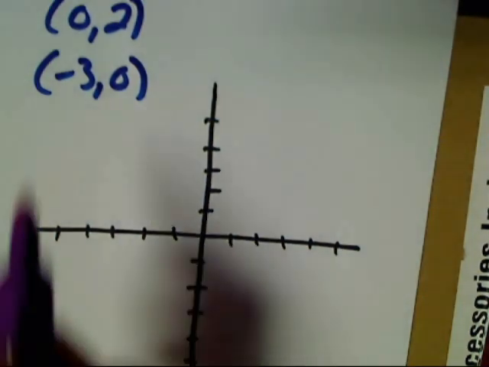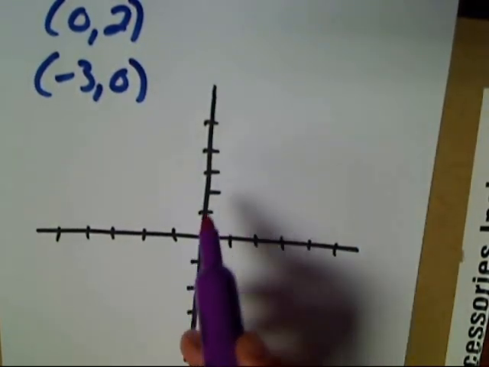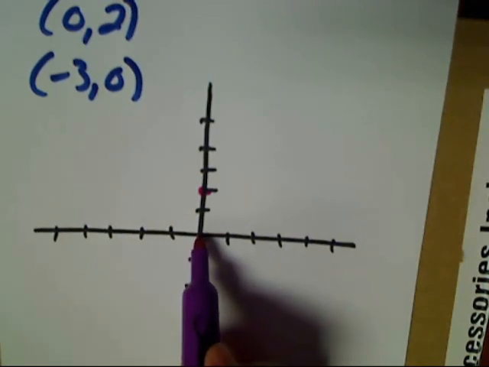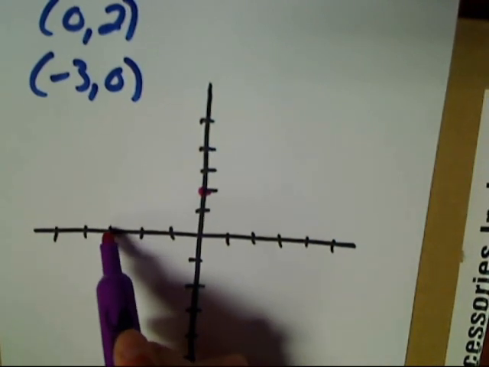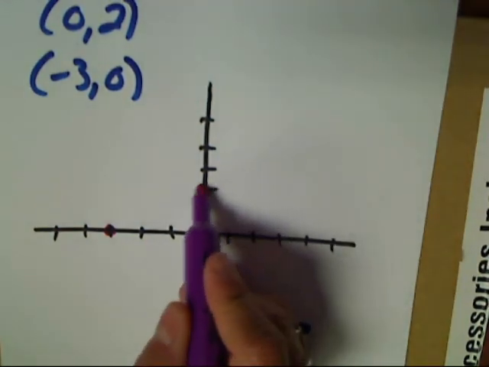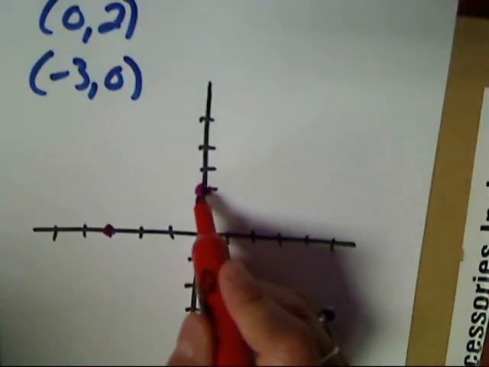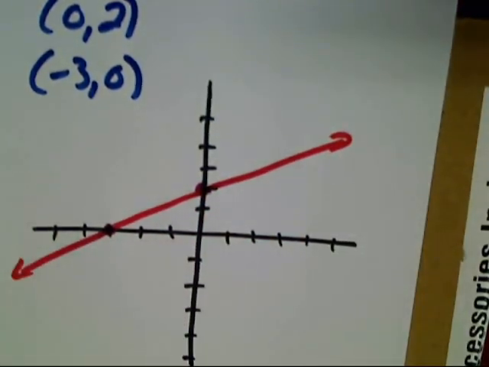So the first point is (0, 2). So remember, we start at the origin, we go left and right 0, we go up 2. Bloop. Our second point is at (-3, 0). Once again, you start plotting a point by the origin. I'm going to go 3 in the negative direction, and I go up and down nothing. So I'm right here on, bloop, the negative x-axis. Now that I have those 2 points, I can connect the dots. And that's how you graph using intercepts.